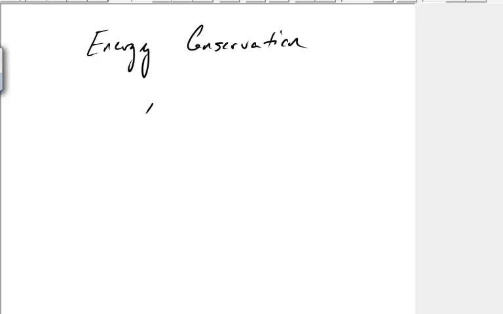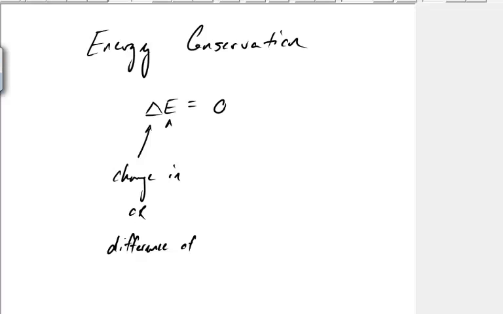So we wrote down some equations last time. We talked about delta E equals 0, where delta means what? The difference of energy. Right, so the change in, or difference of. E of course is energy, and according to energy conservation, the difference of or the change in has to be 0. There is no change. It means conservation means that it stays the same.